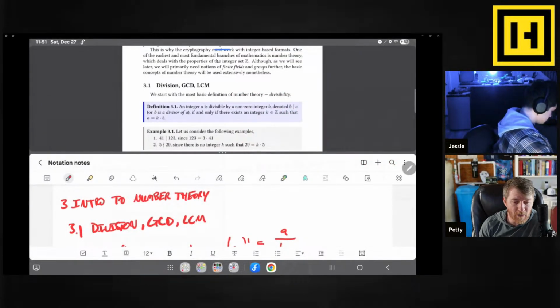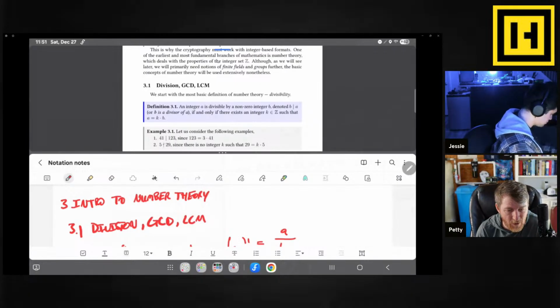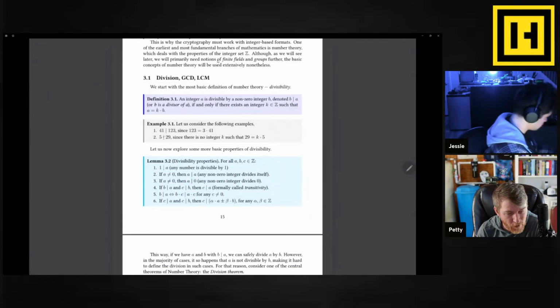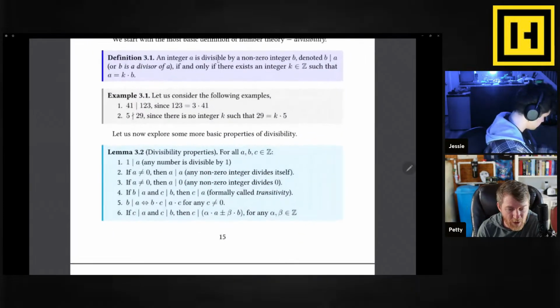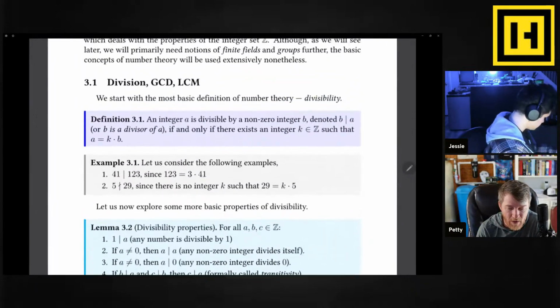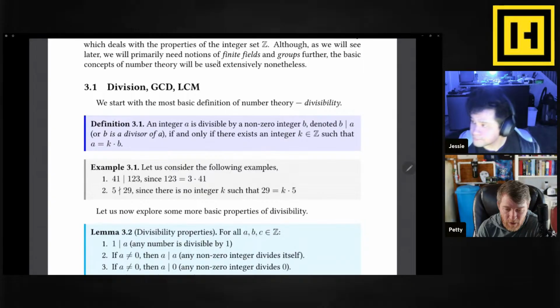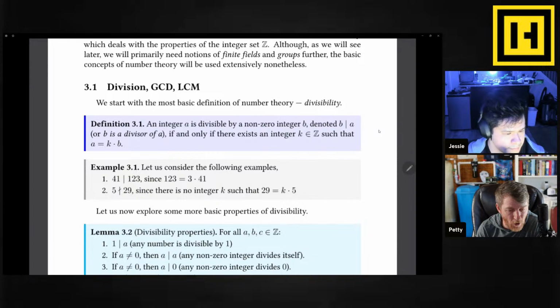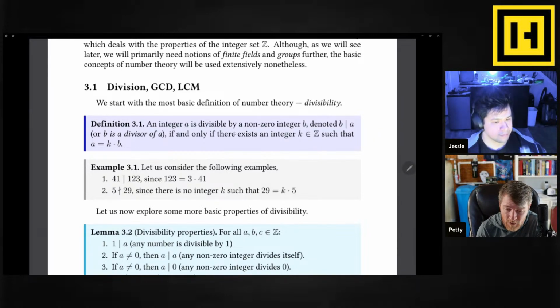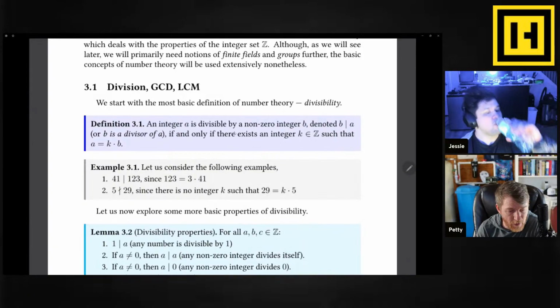Division, GCD, LCM. We start with the most basic definition of number theory, divisibility. Definition 3.1: an integer A is divisible by a non-zero integer B, denoted B | A, or B is a divisor of A, if and only if there exists an integer K in the integers such that A equals K times B. Okay, that makes sense.